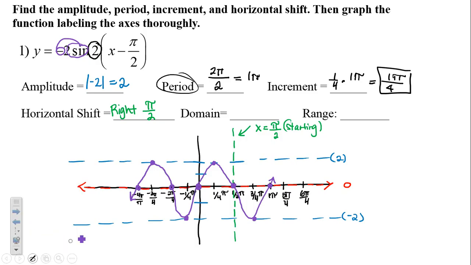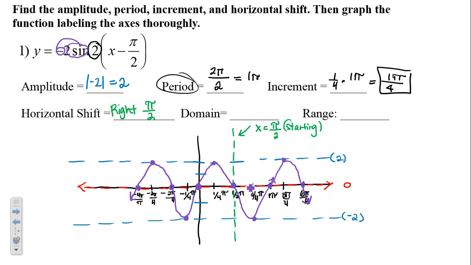That is technically how I should get my 2 cycles. Okay, so then I could have stopped here instead of moving on to these 2. So technically what we should do is we should do 4 increments on the right of our shift and 4 increments on the left, okay? But hopefully you have at least 2 cycles so you can see how the graph is working.